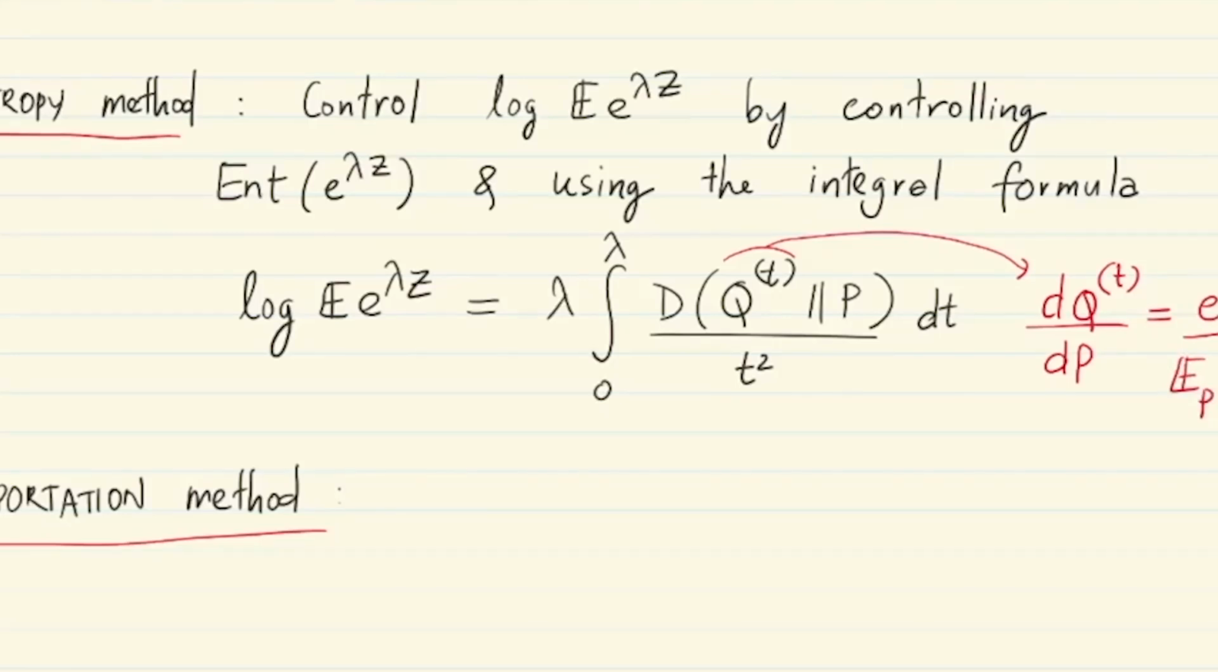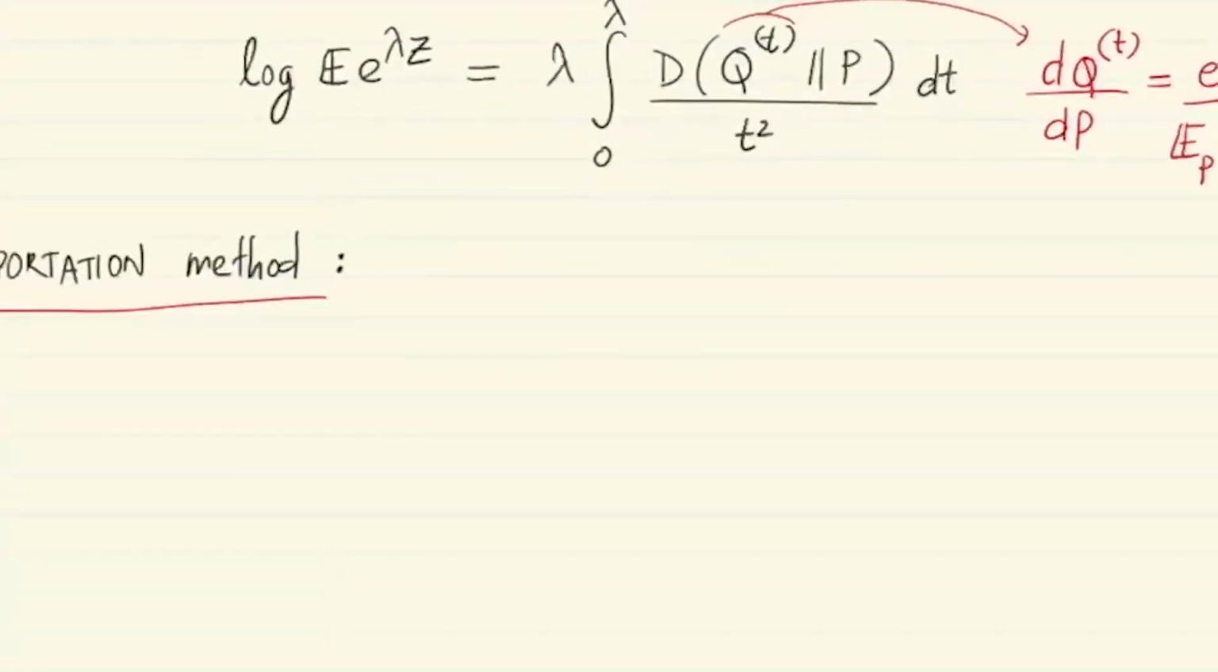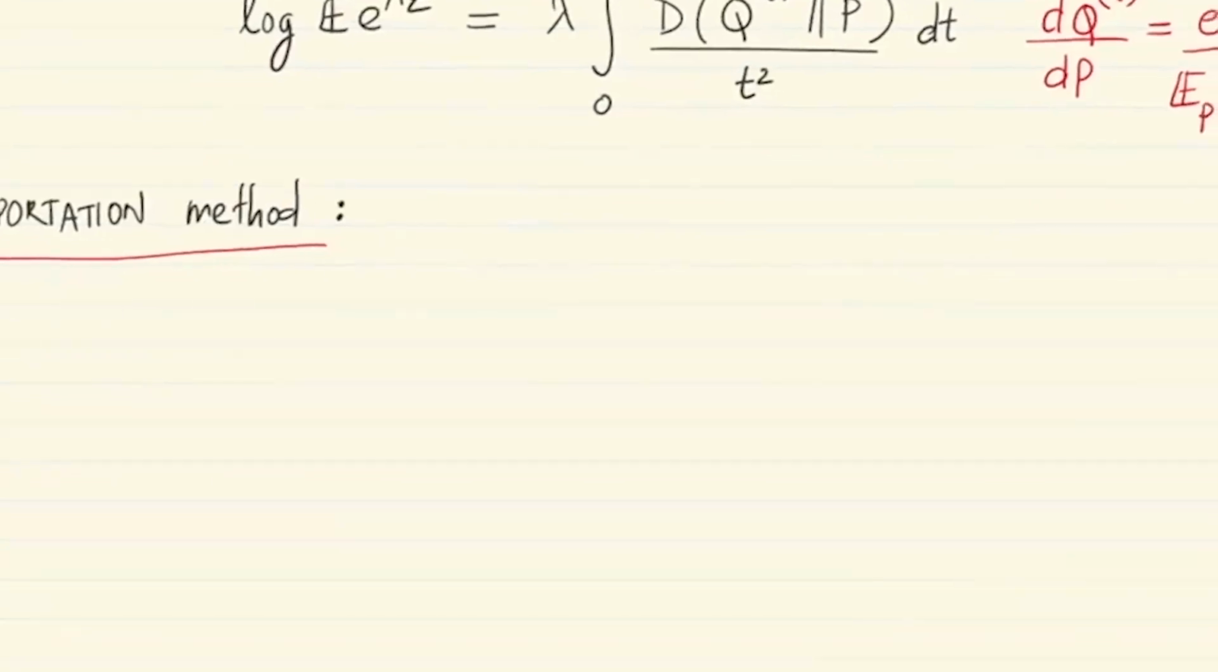So the entropy method crucially relied on this kind of integral equality and further bounds on the entropy of e raised to lambda z, which can be translated into a bound on this integrand to in turn control the log moment generating function in the sense of an upper bound. Now what the transportation method does is somewhat related in spirit, but the exact tools are quite different and very elegant.